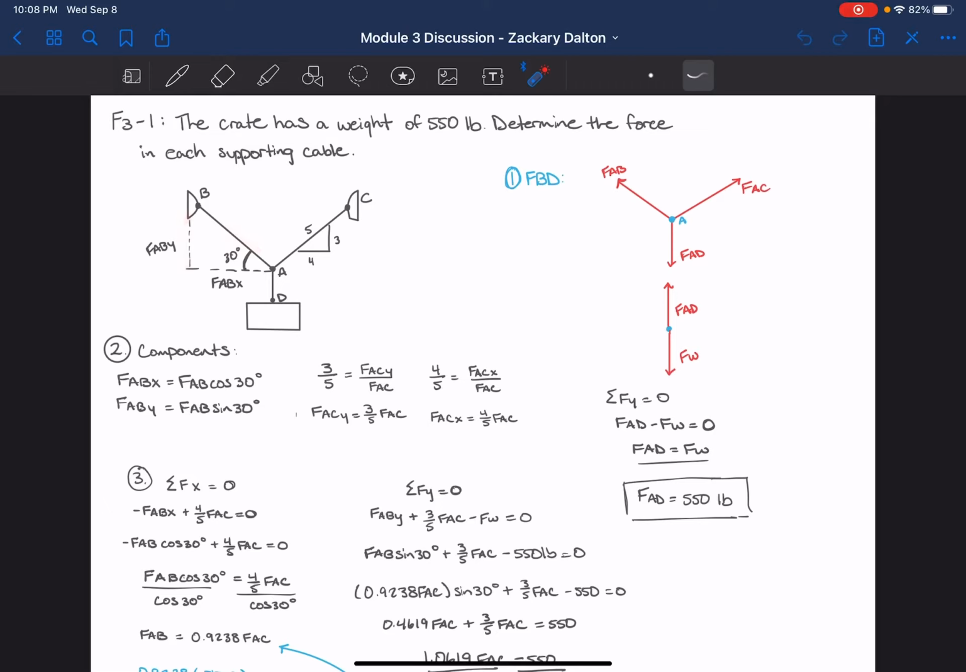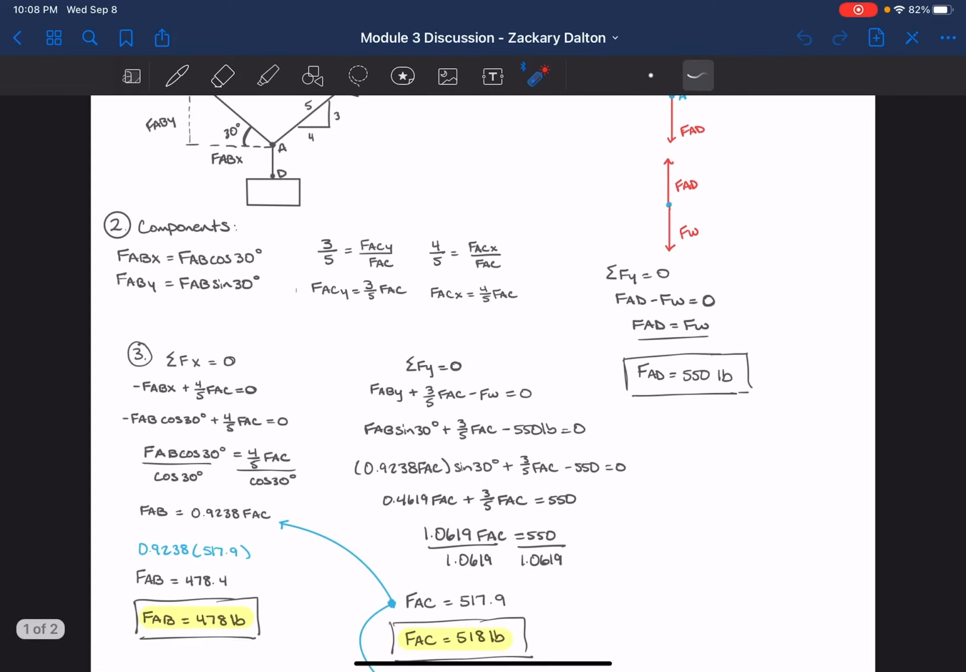The other side is not as easy, since it doesn't give you an angle exactly, but we know from class that you do 3/5 is equal to what FAC in the Y direction is over the hypotenuse, which is your FAC. And the same makes sense for 4/5 equals FAC in the X direction over FAC. So once you get all these components here, you can then move on to step 3, which is finding all the forces in the X and Y direction and summing them up.